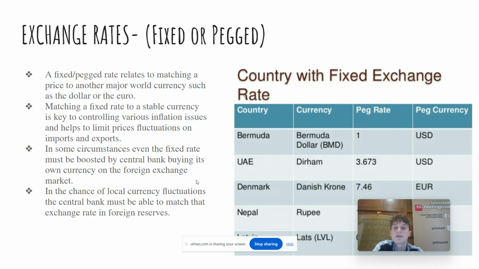In some circumstances, even the fixed rate must be boosted by the central bank buying its own currency on the foreign exchange market. In the chance of local currency fluctuations, the central bank must be able to match that exchange rate in foreign reserves.